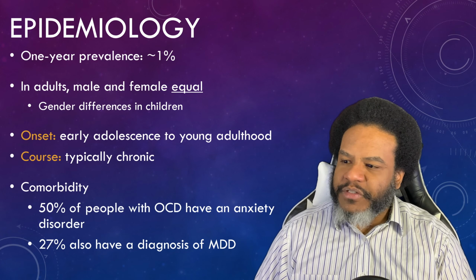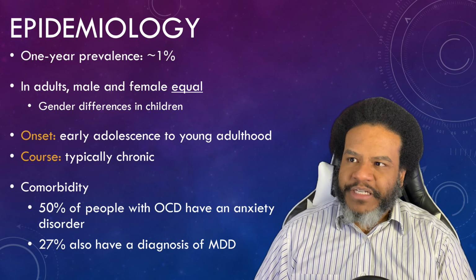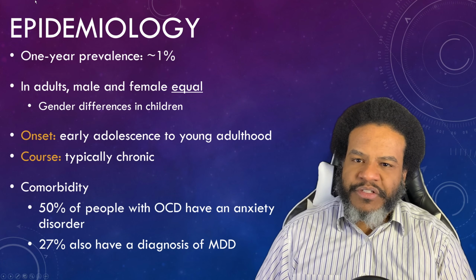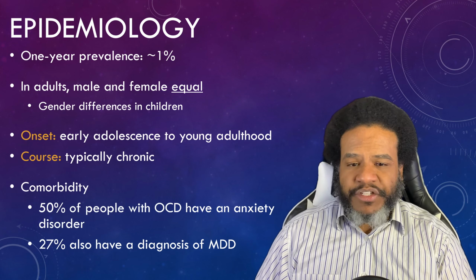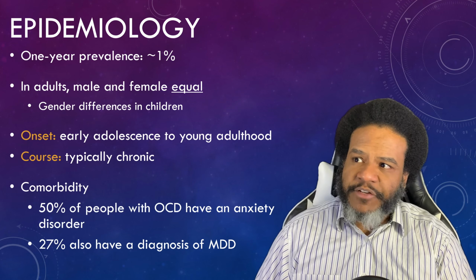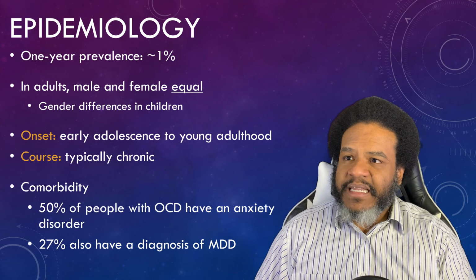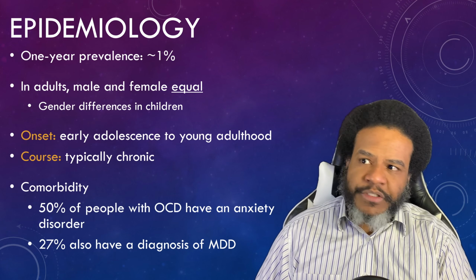All right, so let's talk about epidemiology. So when we look at onset of OCD, males and females have equal risk of developing OCD. So there's no sex differences in the onset. So for males, onset is between the ages of 6 and 15 years of age. And for females, the onset is between the ages of 20 and 29.